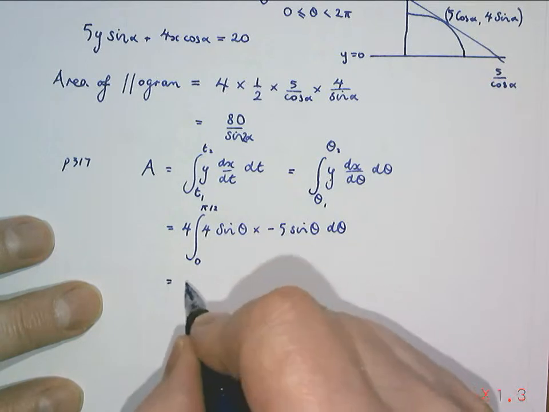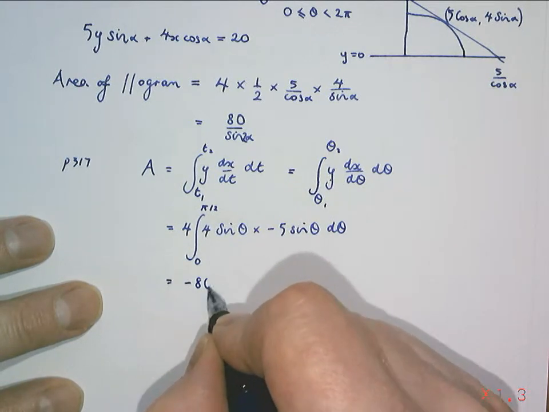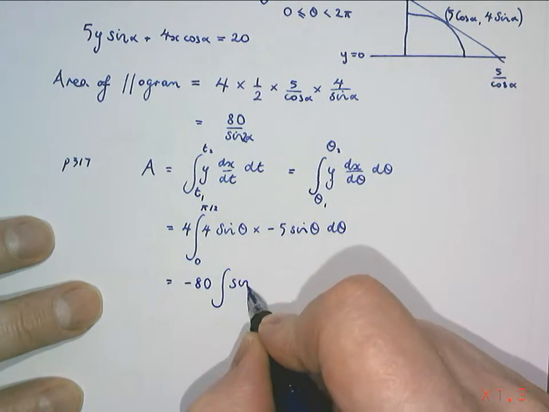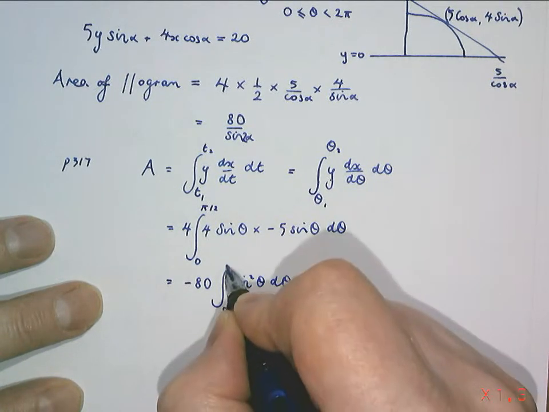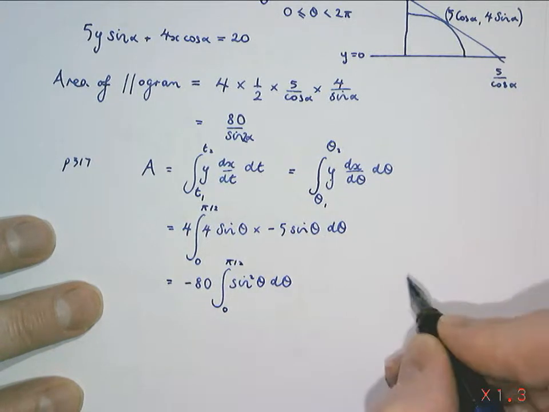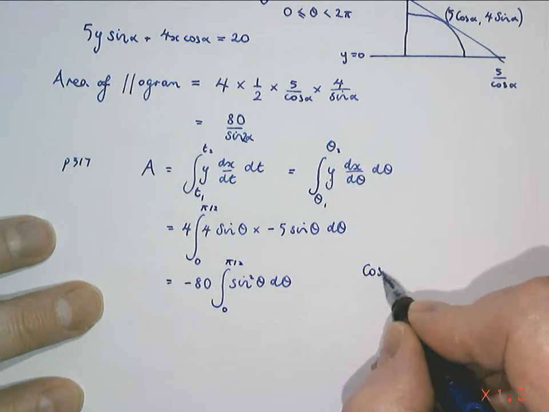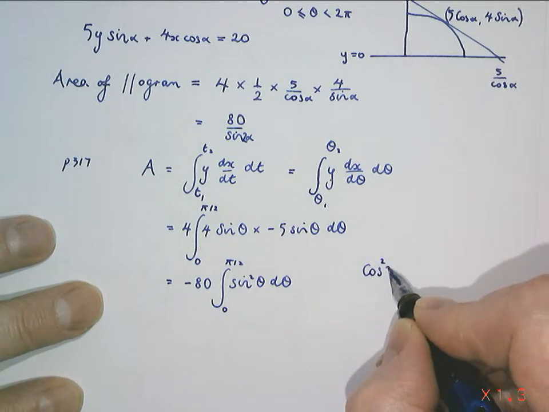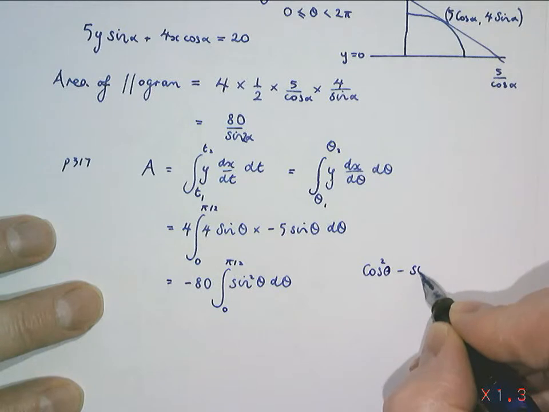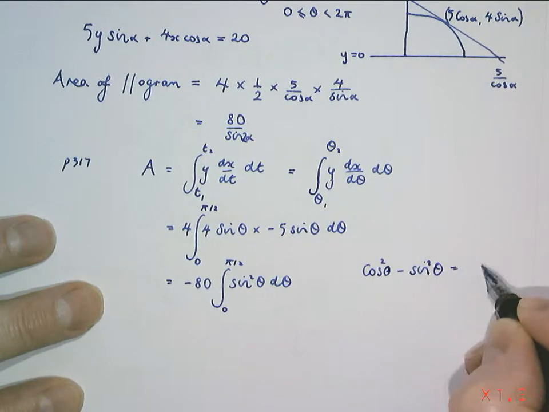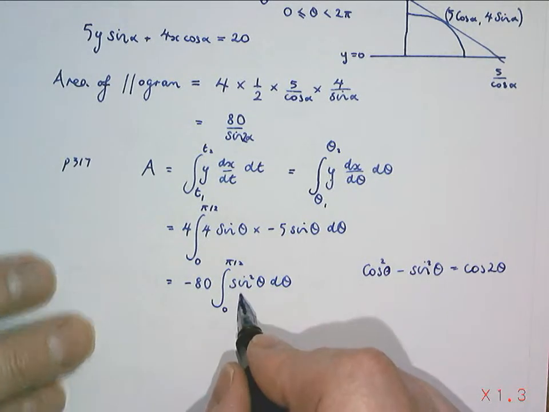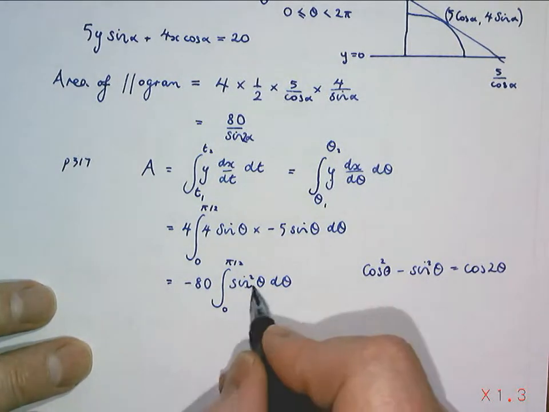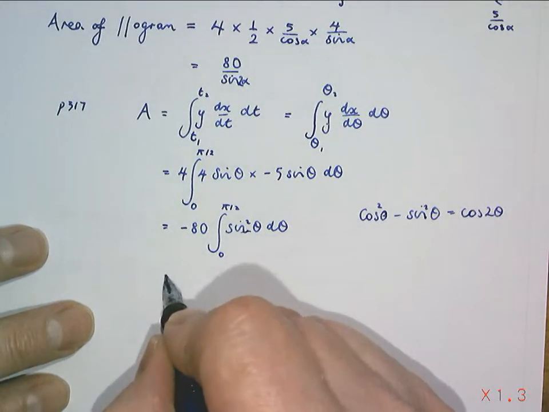Now you should be able to integrate sine squared theta d theta from 0 to pi over 2, starting with the formula cos squared theta minus sine squared theta is equal to cos 2 theta, and that should enable you to work out something that's easy to integrate here in place of this one. Well, that's going to give you 20 pi.